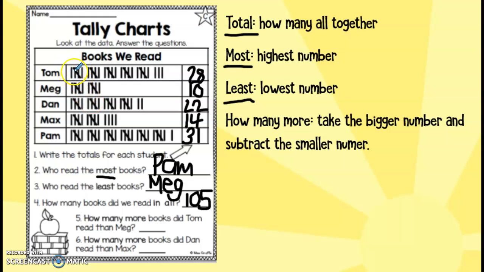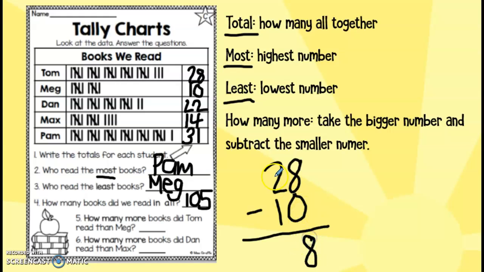So it's asking how many more Tom read compared to Meg. Well, Tom read 28 and Meg read 10. So I would do 28 take away 10. I would just do it subtracting down. 8 take away 0 equals 8. And 2 take away 1 equals 1. So Tom read 18 more books than Meg did.